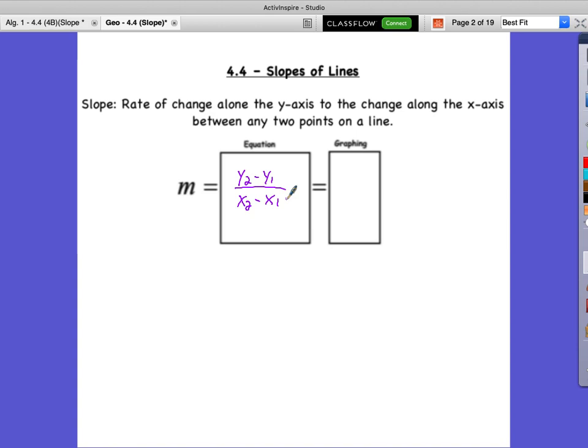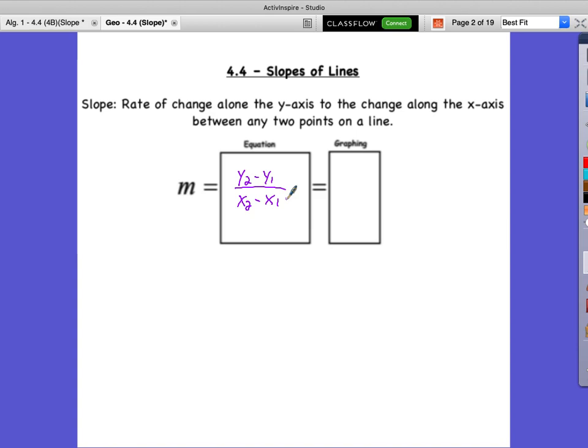Does it really matter which y we put first? No! But what is important? That the y's stay together and the x's stay together. They match up. So if you put the second y first, you have to put the second x first. Put the first y first, you have to put the first x first. Okay? You can't mix them up.